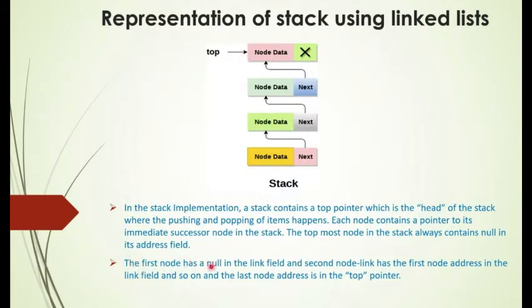So the first node has a null in the link field, and the second node has the first node's address in the link field, and so on till the last node's address is in the top pointer.